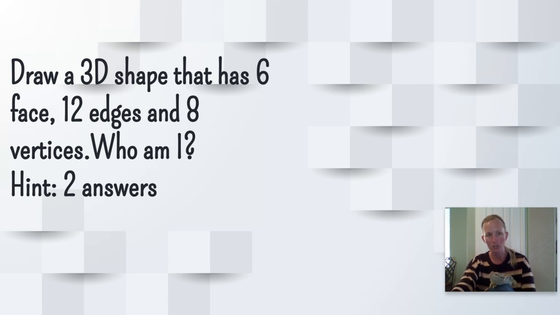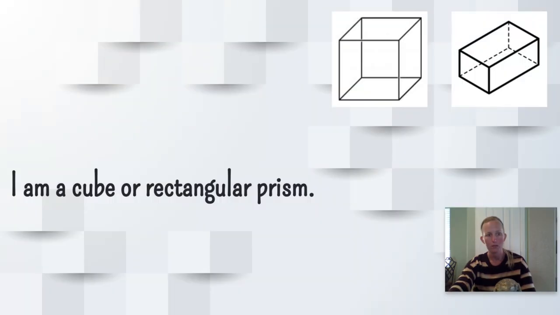Pause the video if you need extra time. This one requires a little bit more thinking on it. It's got 6 faces. Those are the flat portions of your shape. And then 12 edges and 8 vertices. Now this may be tricky to draw. You may want to YouTube a video of how to draw 3D shapes. Might help. This one is a cube or a rectangular prism, either one.